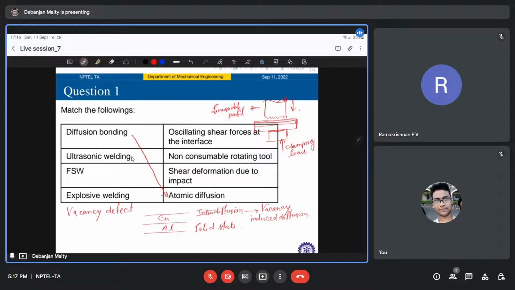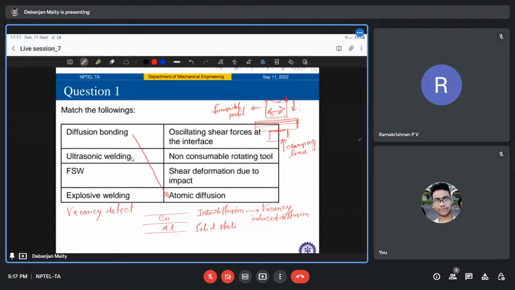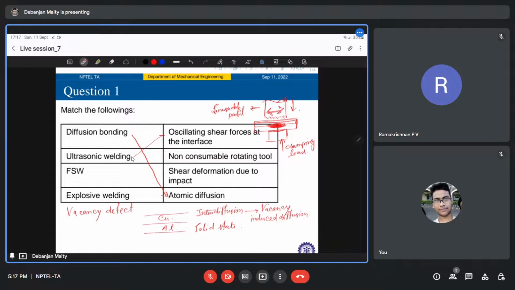In ultrasonic welding, this horn can vibrate in this horizontal manner, and because of that vibration it produces a weld due to the oscillating shear force at the interface. Because of that oscillation there can be some localized temperature rise, which results in some slip or plastic deformation between the materials, and they join together. So for ultrasonic welding, it will basically be an oscillating shear force at the interface.